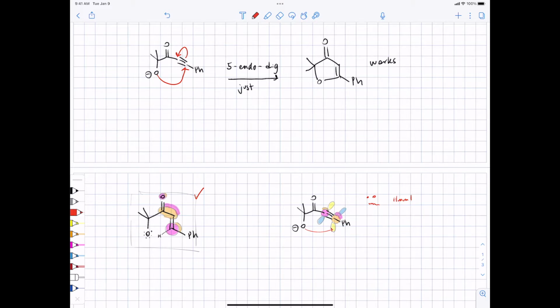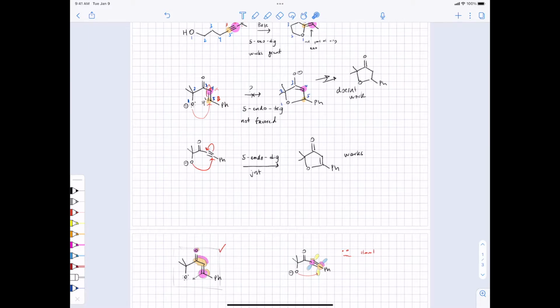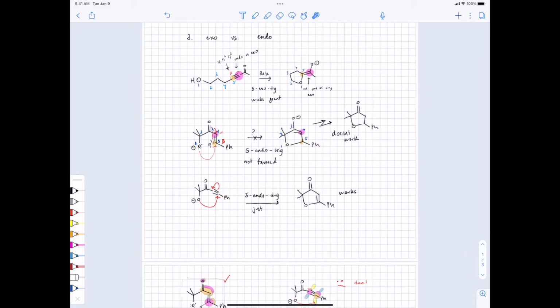If we wanted to know more about this, we could do some calculations for transition state energies that lead to these products, and maybe we would see that the transition state energy is too high for this reaction to be favorable, but it's reasonable for that one. And there would probably be some insights in there. I just haven't done those calculations.